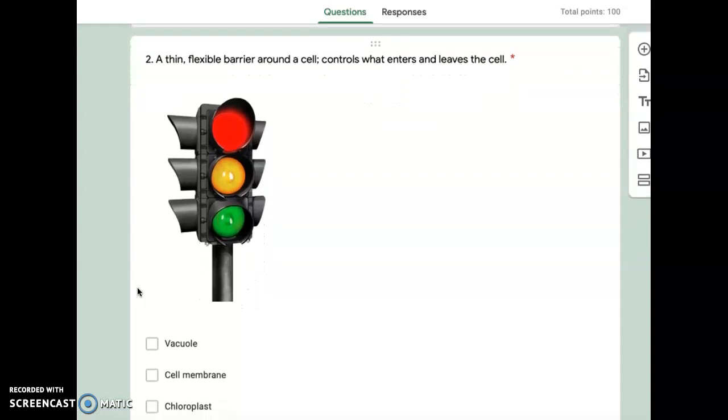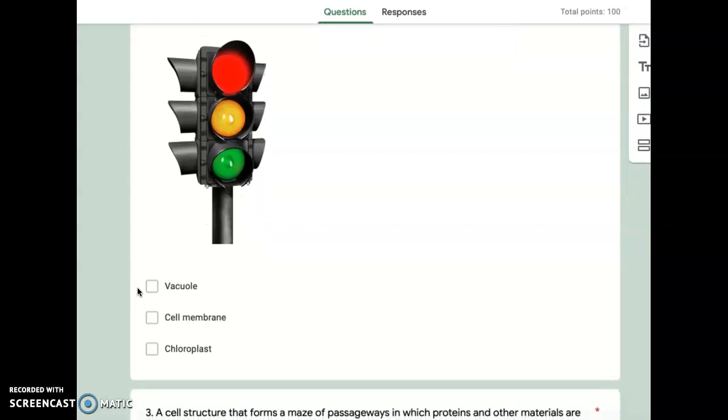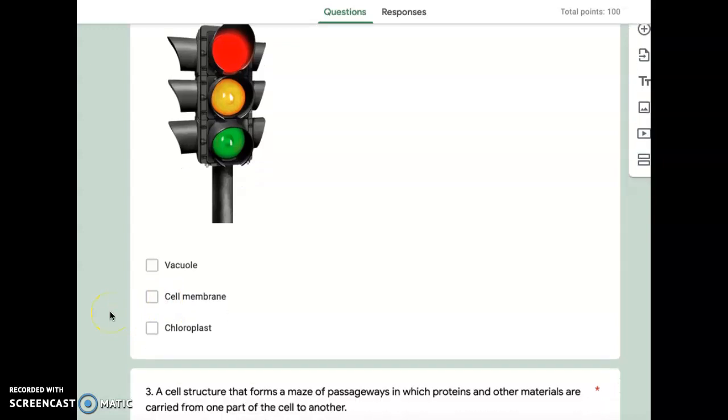Number 2. A thin, flexible barrier around a cell that controls what enters and leaves the cell. Vacuole, cell membrane, or chloroplast?